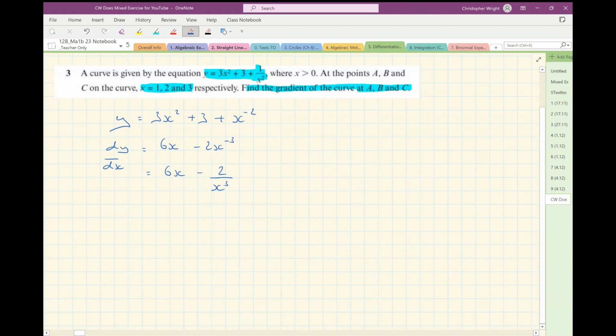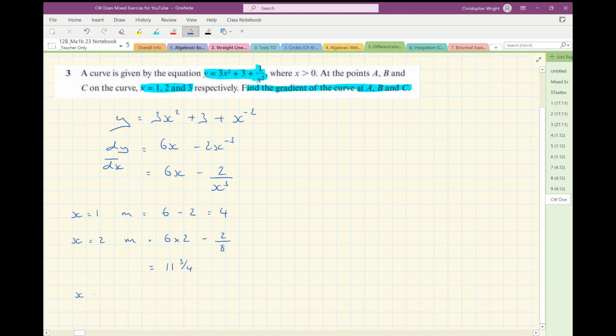Now I need to find the gradient of the curve at 3 points. I need to find the gradient of the curve when x equals 1. Well, in that case, the gradient is going to be 6 times 1 minus 2 divided by 1, so the gradient will be 4. I need to find the gradient of the curve when x equals 2, and in that case, the gradient will be 6 times 2 minus 2 over 2 cubed, which is 8. So that's 12 minus a quarter, 11 3/4.